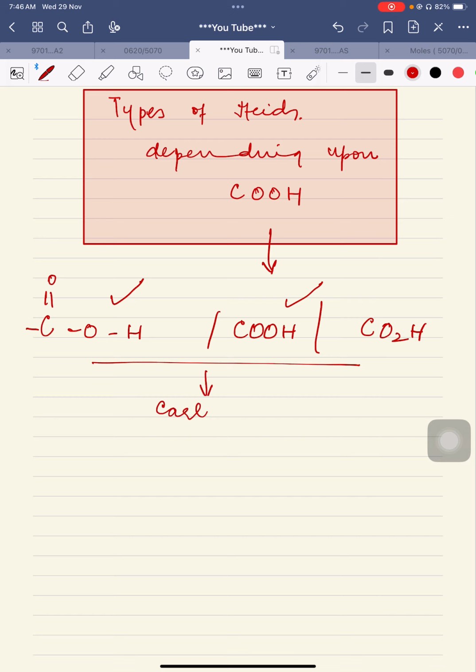So this thing is called the carboxylic group. If the carboxylic group is present, then it is called a carboxylic acid. So this is the carboxylic group. I am repeating my words: if the carboxylic group is present in a compound, it will be called a carboxylic acid.